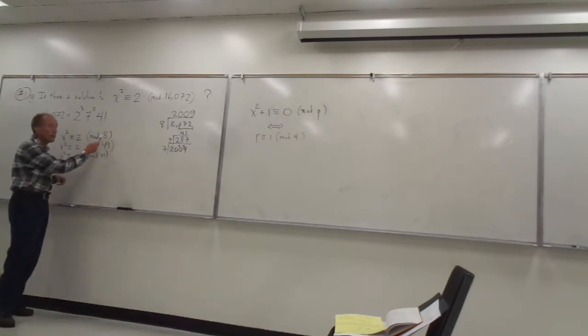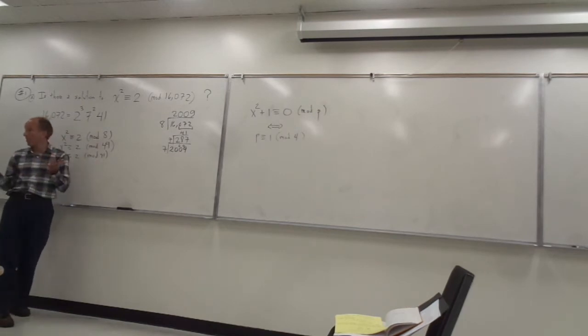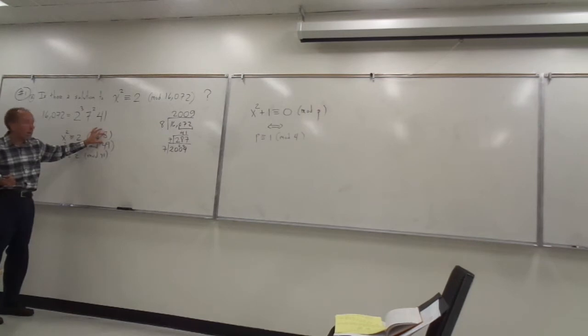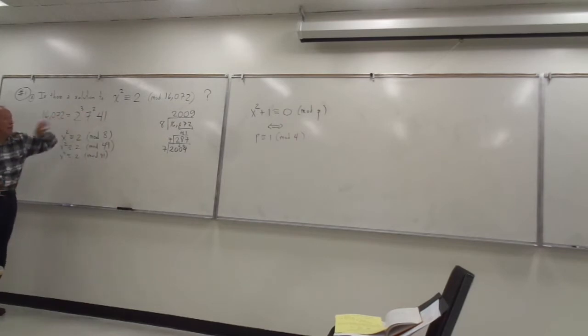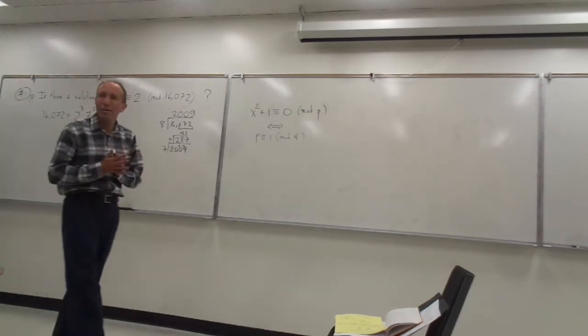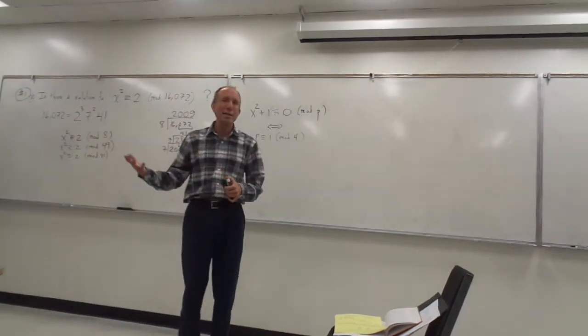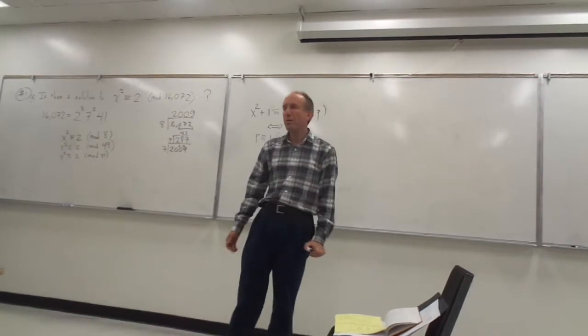See, these mods now, guys, are pairwise relatively prime. Right? Because 8 and 49 have nothing in common, 8 and 41 have nothing in common, and 49 and 41 have nothing in common. That's because you've split off the different prime powers. Okay? Everybody with me so far? So you have to break down the 16,072 into its prime factorization.